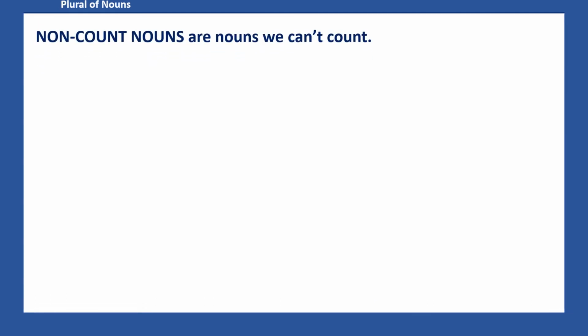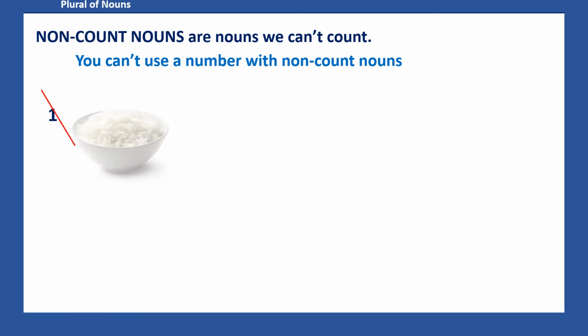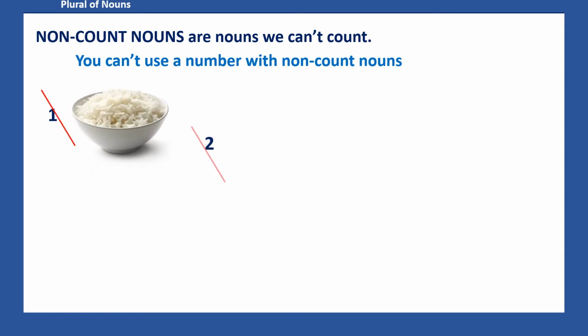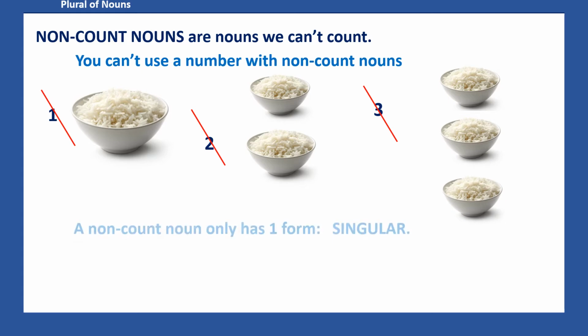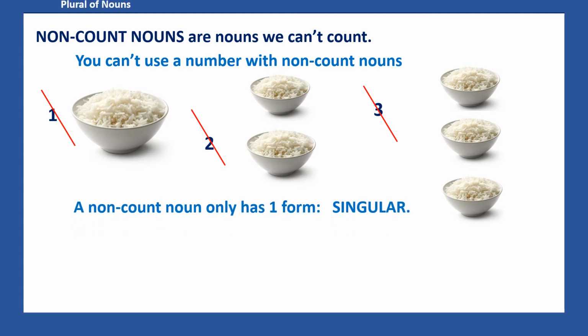Non-count nouns are nouns we can't count. You can't use a number with non-count nouns. You can't say 1 rice, 2 rice, or 3 rice. A non-count noun has only 1 form, and it is singular. You will study more about non-count nouns later.